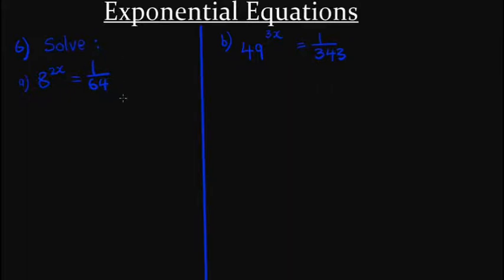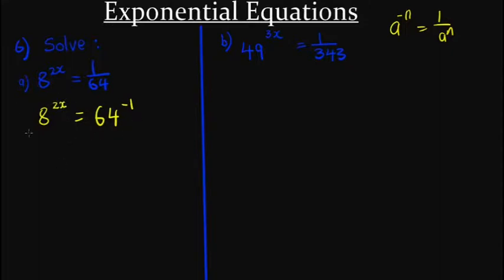We need to get both bases to be the same, but first we need to reverse this fraction. Now from one of the laws, we know that if we have a negative in the index, then we can get rid of the negative index by reciprocating the term. So we can reverse this by writing this as a negative index. This can be written as 64 to the negative 1, and we rewrite the term on the left-hand side.